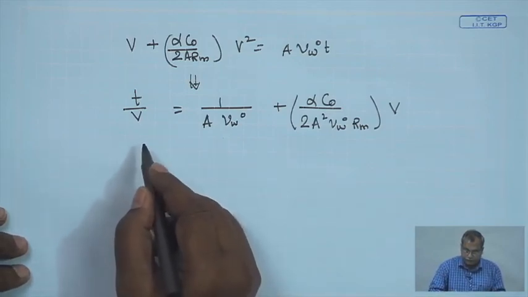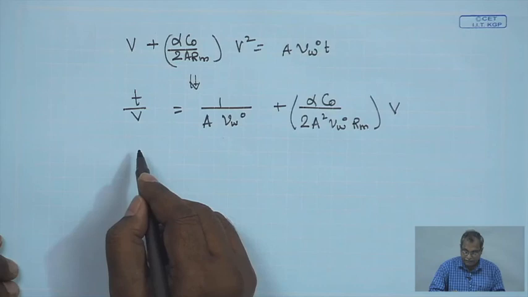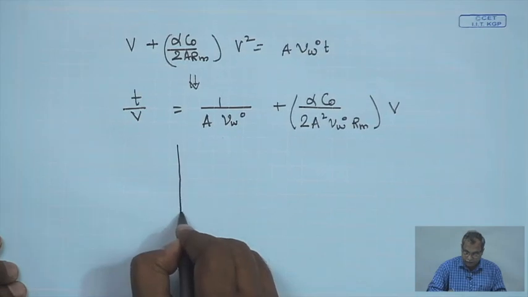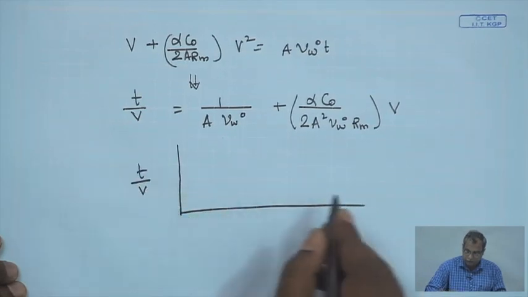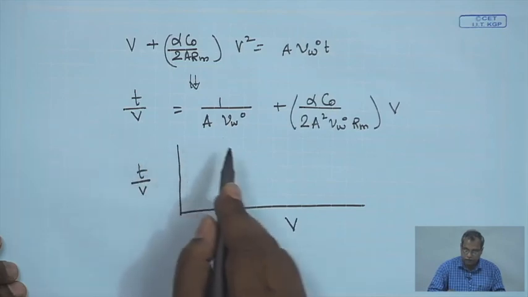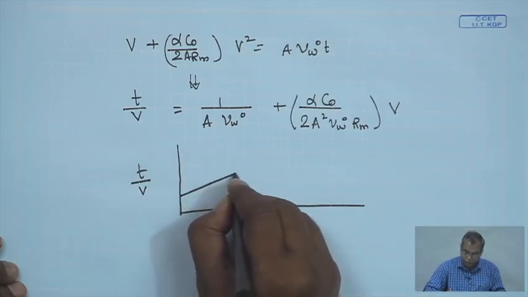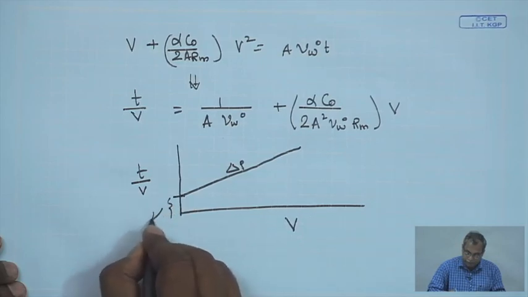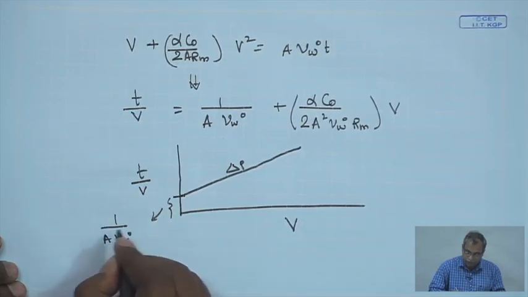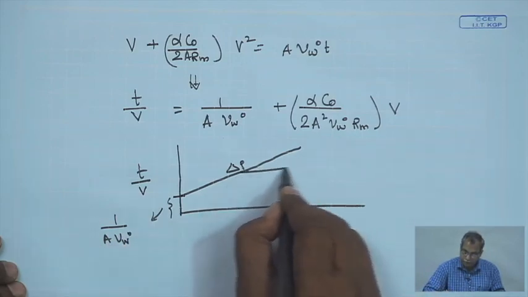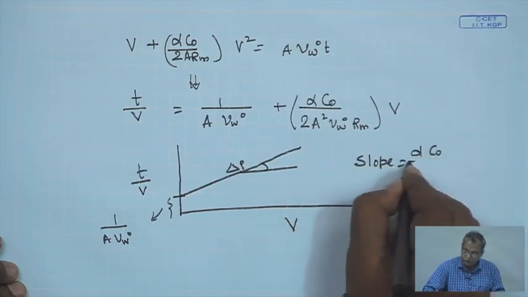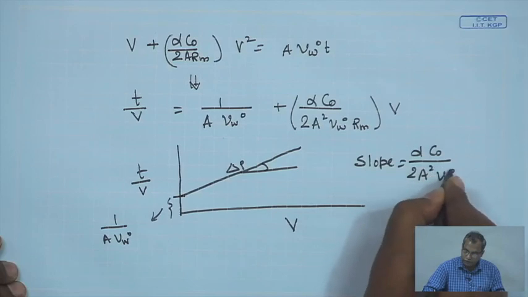Then what we do? We conduct an experiment, a batch cell experiment, and measure cumulative volume as a function of time, and then plot t by V as a function of V. So, it is y equal to mx plus c. So, you will be getting this for a particular ΔP. Okay. So, from the intercept we will be getting 1 over A V_w0, that we can verify, and from the slope we can get α C_0 divided by 2 A square V_w0 R_m.